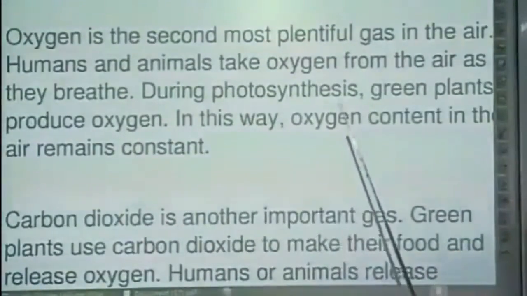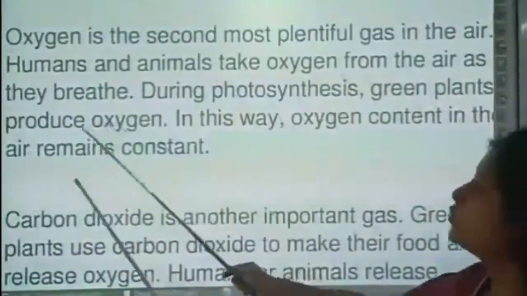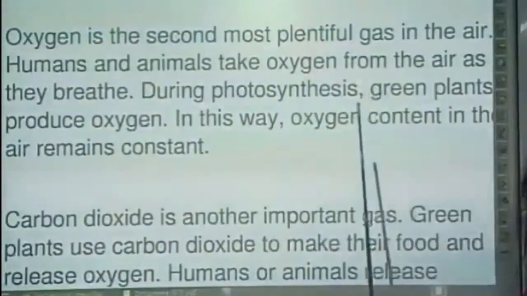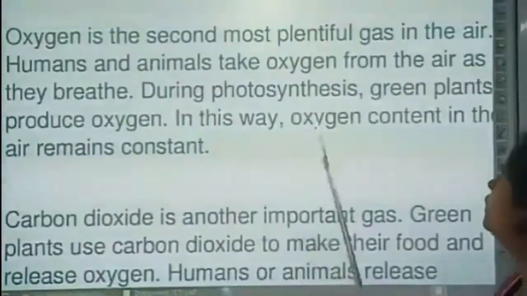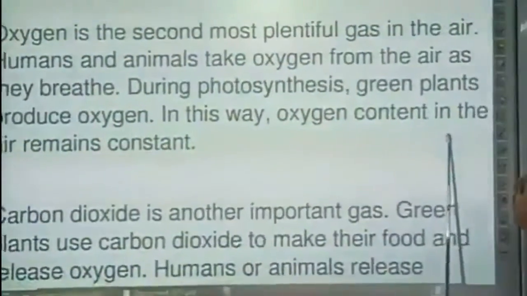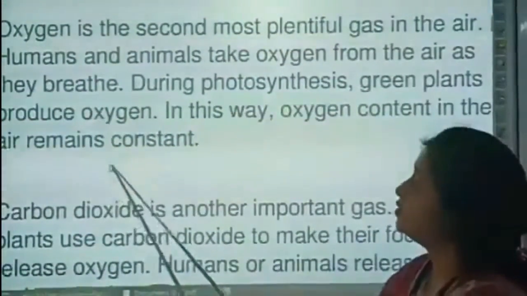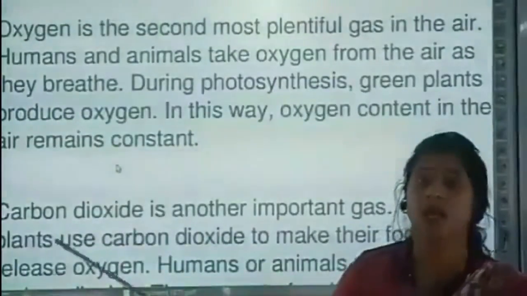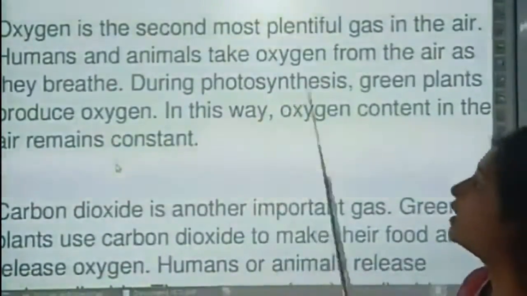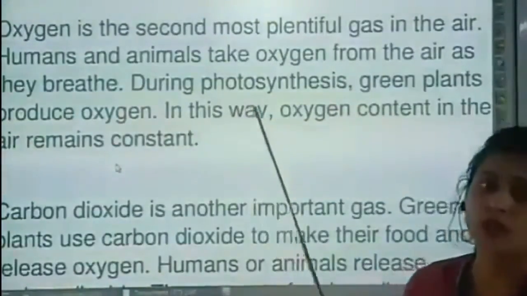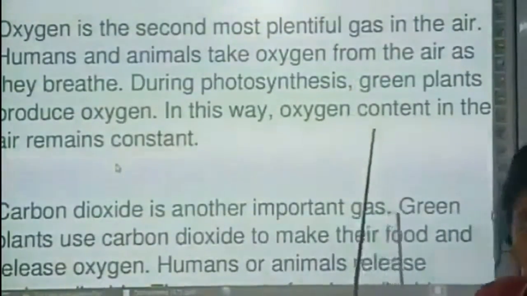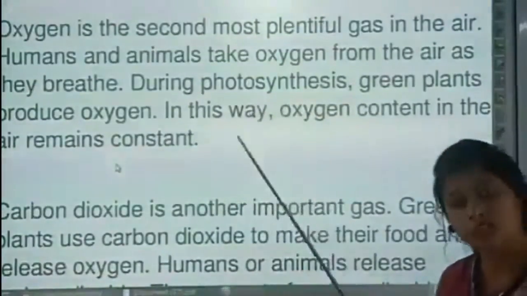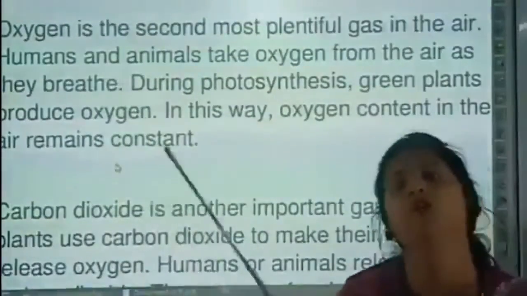During photosynthesis, plants produce oxygen, and where do we get this oxygen? From the green plants. In this way, the oxygen contained in the air remains constant. So what happened? The oxygen in the air stays constant because we are inhaling oxygen, and we get the oxygen from the plants. When plants carry out photosynthesis, they produce oxygen and they are not using that oxygen. Who uses the oxygen? We are using the oxygen.